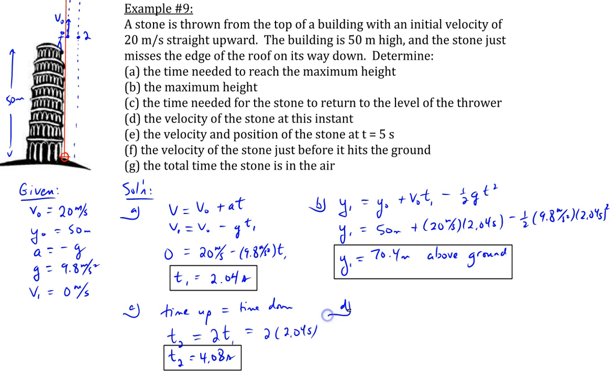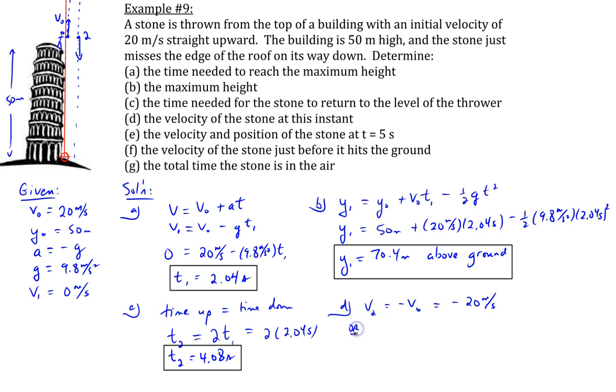Okay, and part D, again, you could probably just reason that the velocity at 2 is the same as the negative velocity of v0. Why is it negative? Because it's the same speed, it's just the opposite direction. So your answer should be negative 20 meters per second.